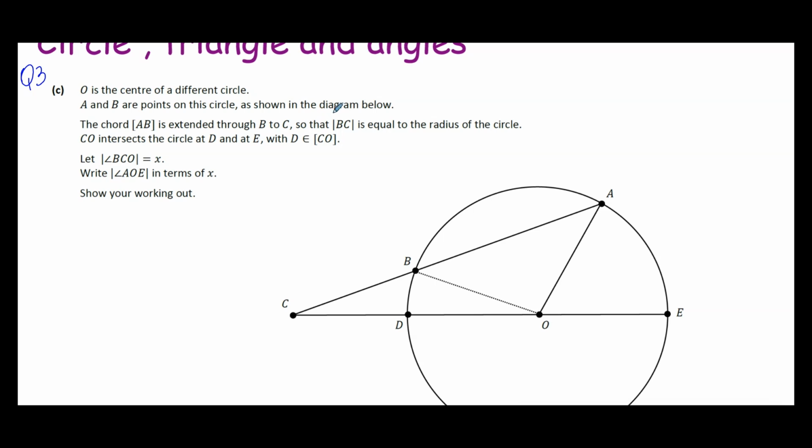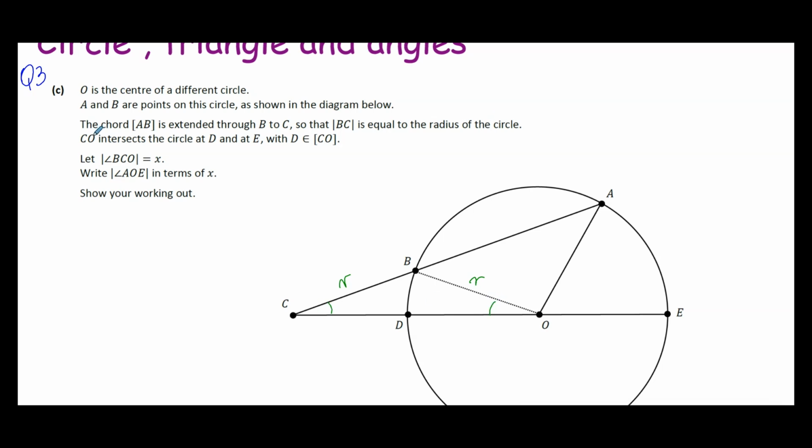And they are saying that BC, this length here, is equal to the radius of the circle. Okay, so that's the first part of the information. This is the radius. And then from B to O, I have the radius. What does that mean? That is an isosceles triangle. So that means that this angle and this angle will be the same.